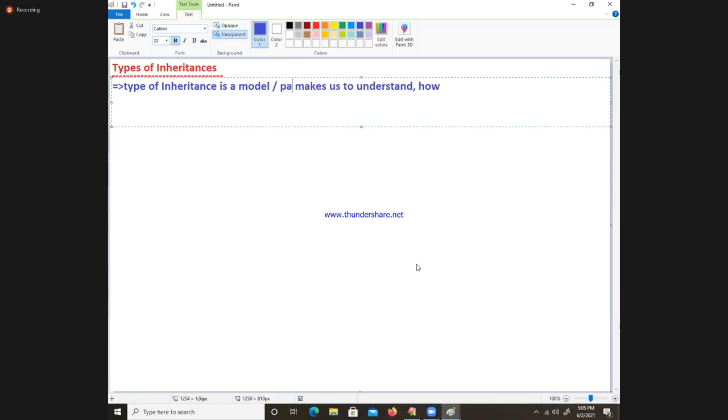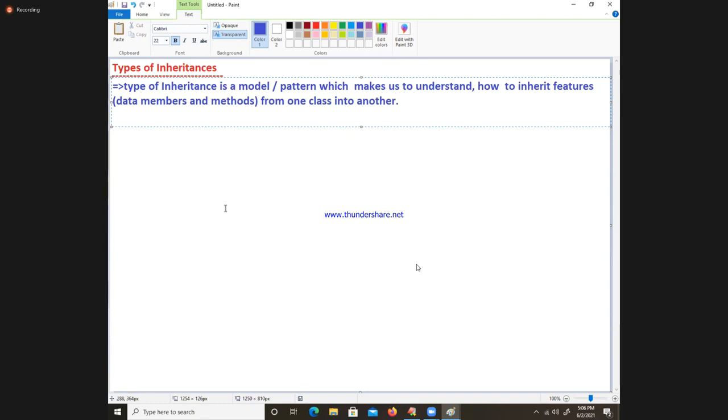It is called one pattern. It is one type of pattern which makes us understand how to inherit the features. I'm writing, features means what? Data members and methods from one class into another class. Type of inheritance is called one model.